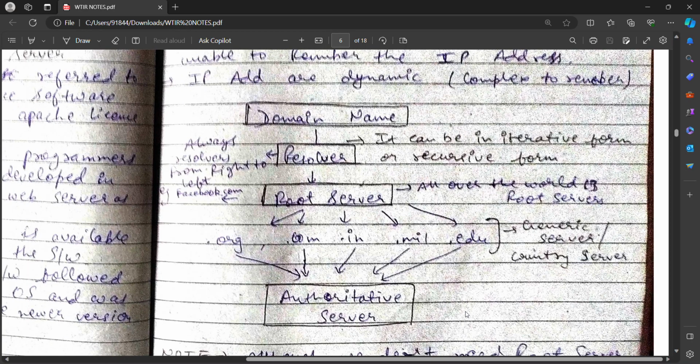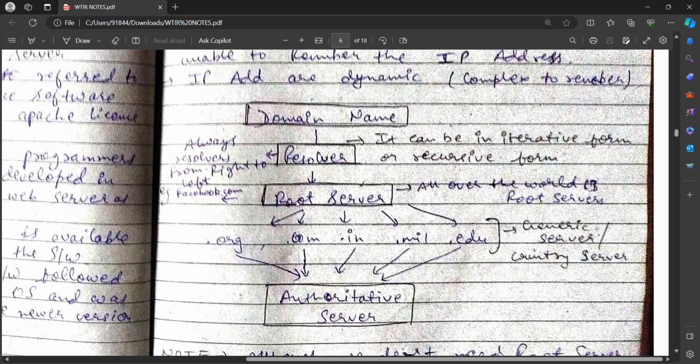So let's see the diagram. Here is your domain name. Okay, see, here is your domain name, here is a resolver. Now what will this resolver do? It always resolves from right to left. So this resolver basically resolves your name, like www.google.com. This resolver is there in the domain name system to resolve this. It can be in iterative form, or it can be in recursive form. We will discuss in detail.